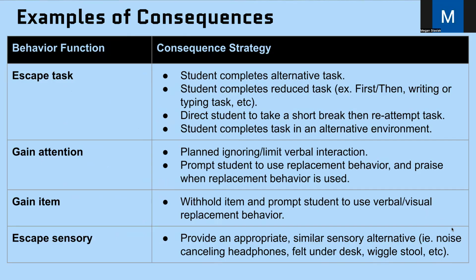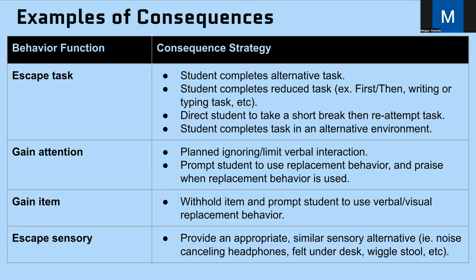Just a couple of examples of different consequences, and this is not an exhaustive list, this is just a few. If a student is trying to escape a task, maybe they complete an alternative task, maybe they complete a reduced task, maybe they do it in an alternative environment. If they're wanting to gain attention, maybe if it's a small behavior, we can use planned ignoring, or remind them to use that replacement behavior and then praise them when they do.